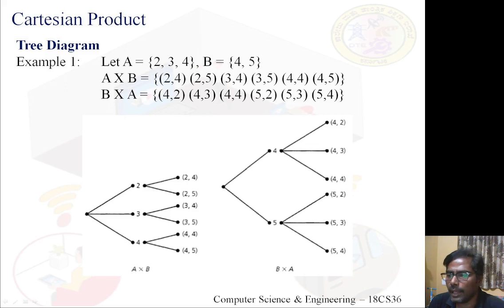And these points are labeled as ordered pairs. As you can see on the slide, 4, 2, 4, 3, 4, 4, 5, 2, 5, 3, 5, 4. These are nothing but the ordered pair elements of B cross A.